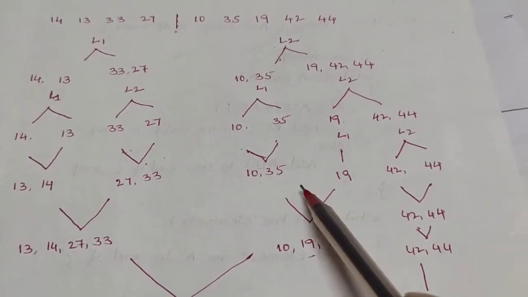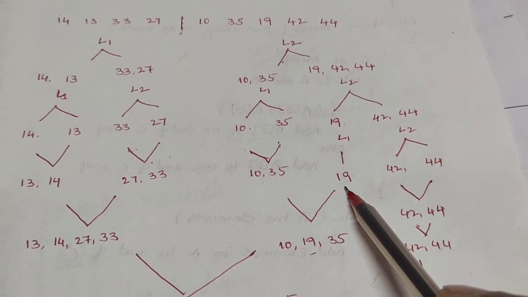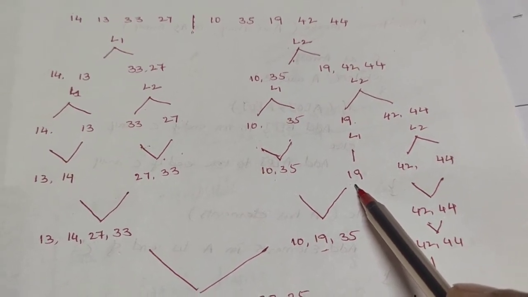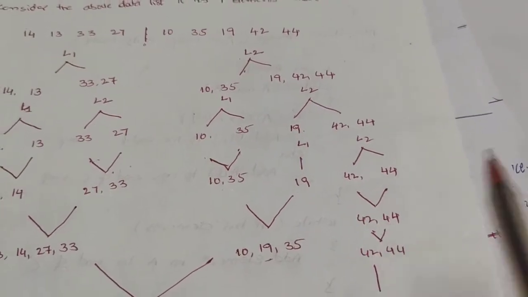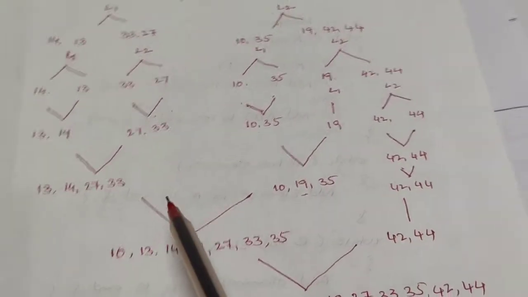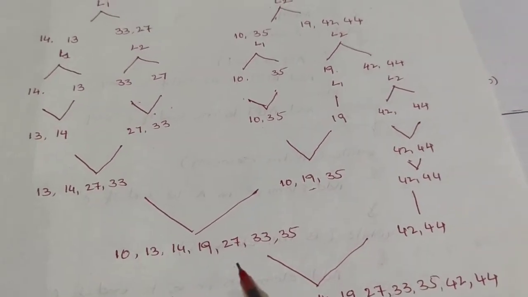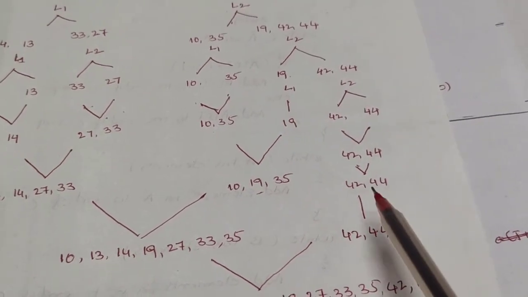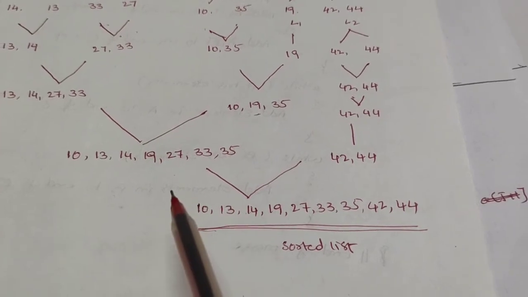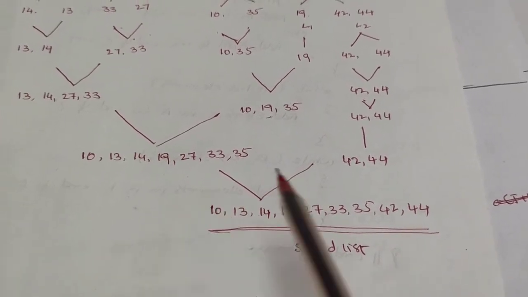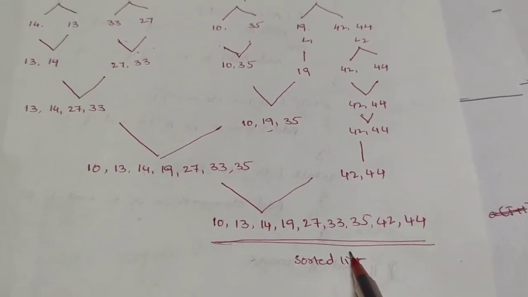Here 30 and 35 is merged with the next adjacent sublist, then the sublist with 19, 35. And again I am merging the two sublists. I am getting this sublist. I am merging two sublists. I am getting this one. By merging all the remaining sublists above, I am getting the finally sorted list.